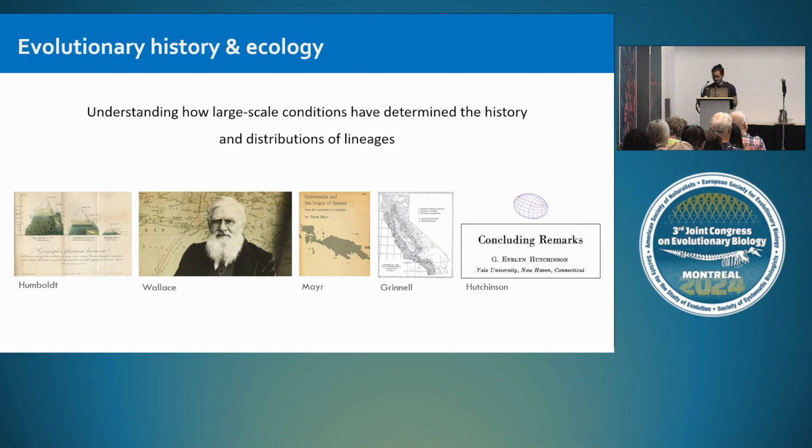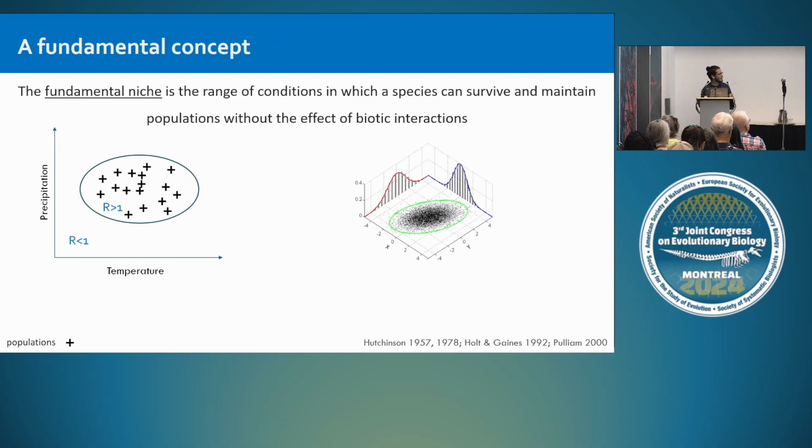One fundamental concept of my research has been the fundamental niche. So we can define the niche as the set or the range of conditions in which a species can survive and maintain populations. This is based on Hutchinson, and of course this is without the effect of biotic interactions. So here I'm just showing two abiotic large-scale conditions, and the niche is usually represented as an ellipse, or as an ellipsoid if we think of the n-dimensional hypervolume of Hutchinson.